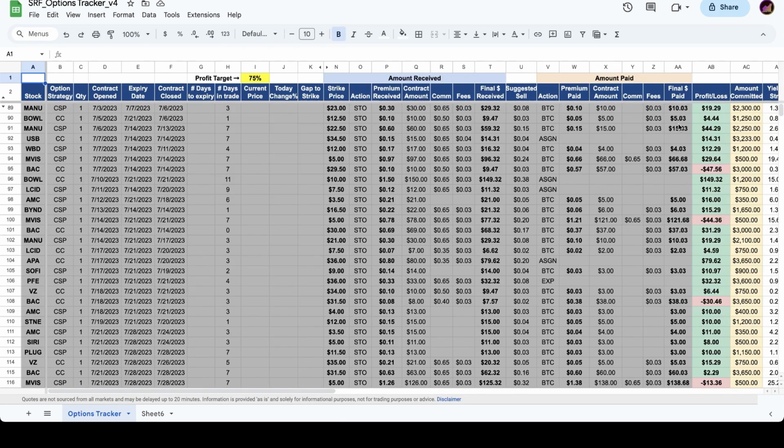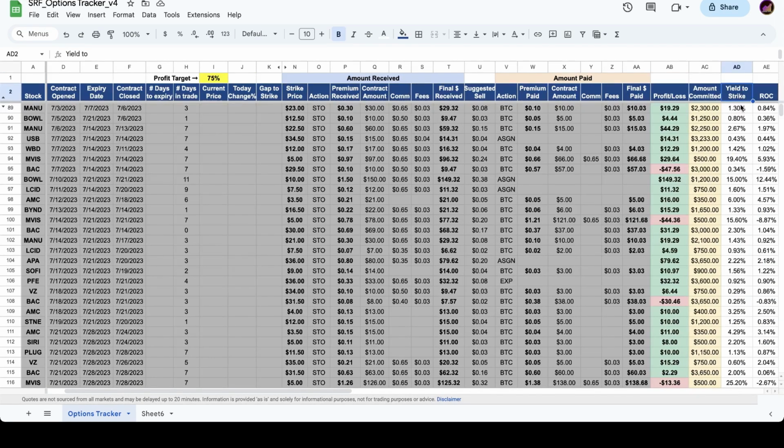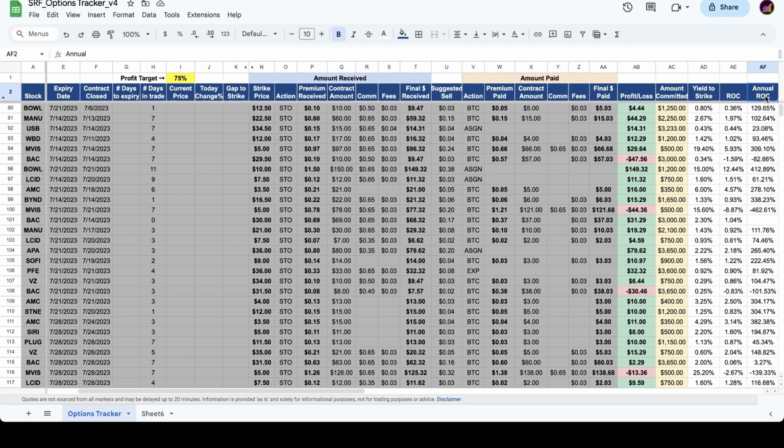Most people go up to 90. I'm not that greedy. Some people, in fact, close at 50%. I don't want to leave money on the table so much. So 75% is my sweet spot. I'm good with it. And finally, how much profit or loss I've made through that transaction. What's the money held for that particular transaction? Then I have a yield to strike, which is how much premium I'm receiving in relation to the strike price. What's the return on capital and the annualized return on capital.